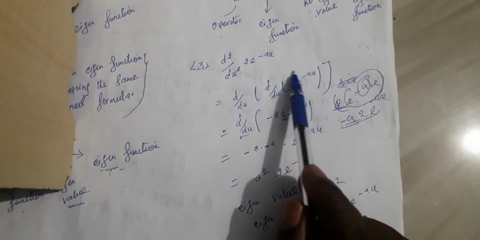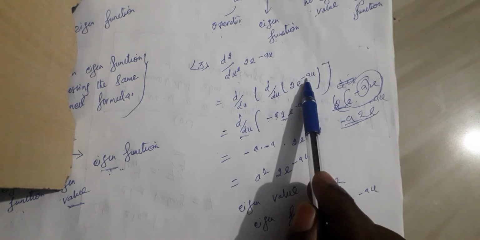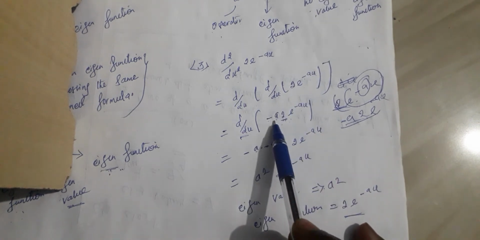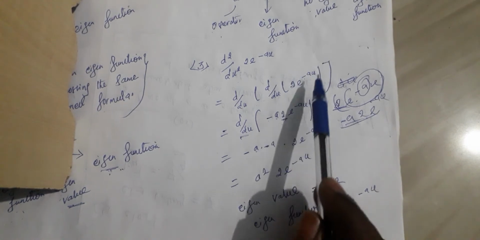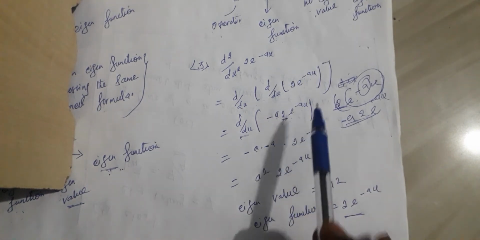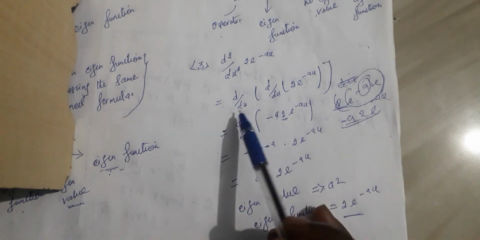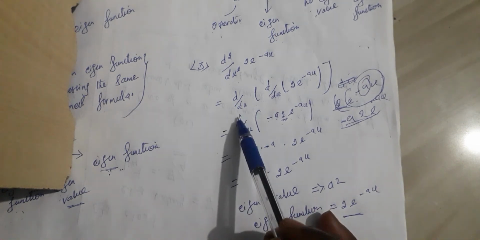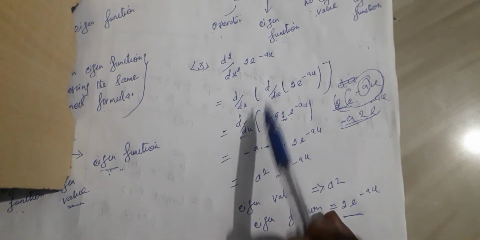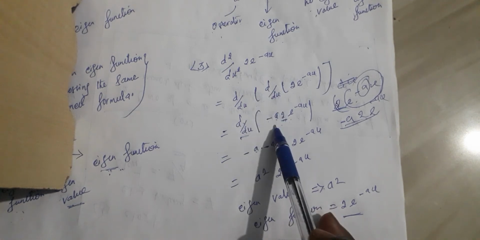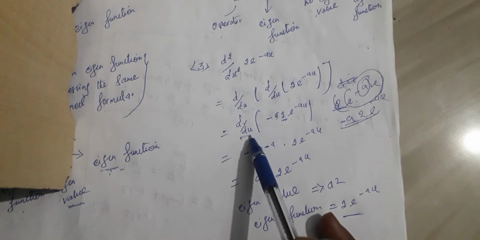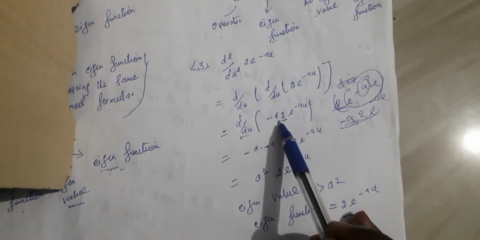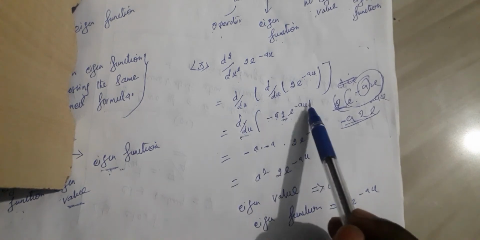So if you differentiate this term, the minus a will come in the front. So minus a, and the remaining whole term you can write 2e power minus ax. Again one time we need to differentiate, because already one time we have differentiated. So the second time we need to differentiate d by dx. So minus a, 2e power minus ax.